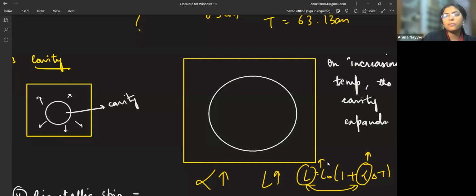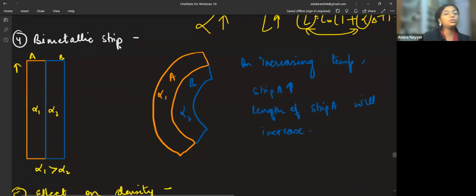One more we have for the bimetallic strip. That also, let me tell you. If you have two metallic strips, A and B, and you put them together like this. This is A, having a linear coefficient of thermal expansion alpha 1. This is B, the blue one, having coefficient of thermal expansion alpha 2. You have stuck them like this. Both are stuck together, they are connected to each other.